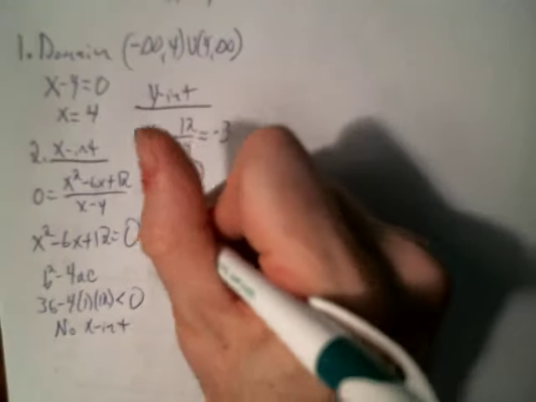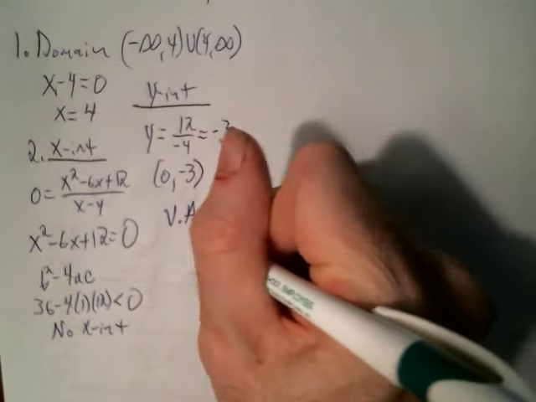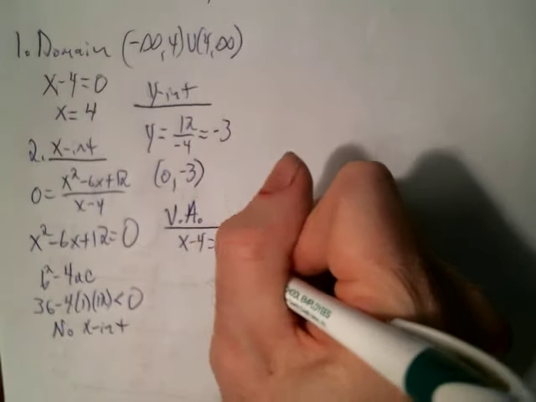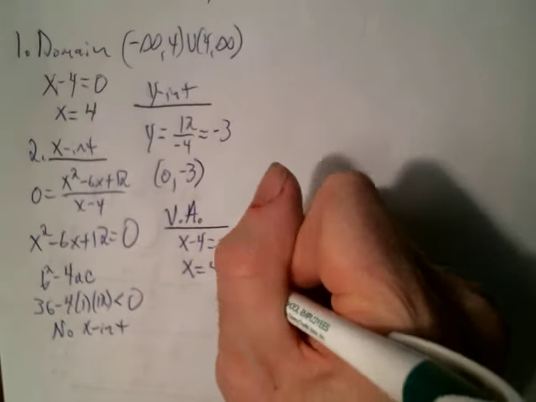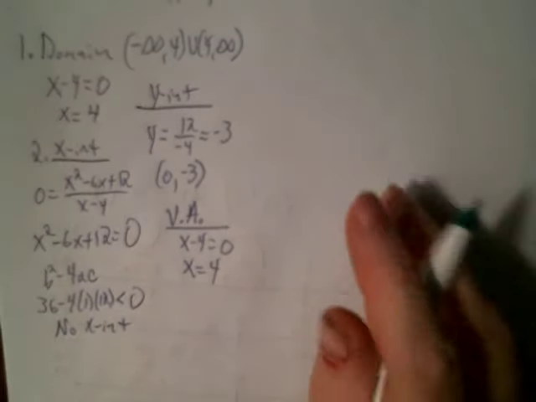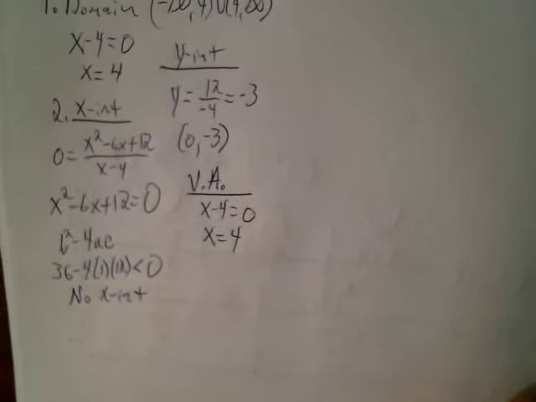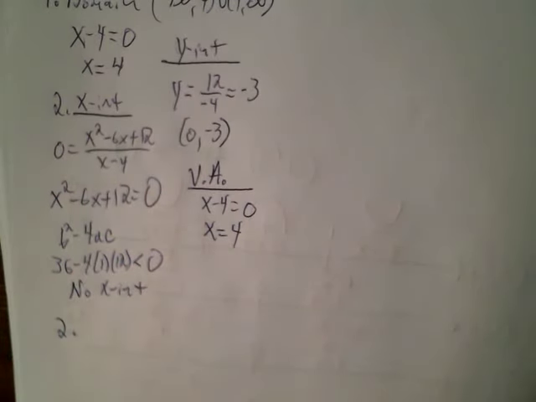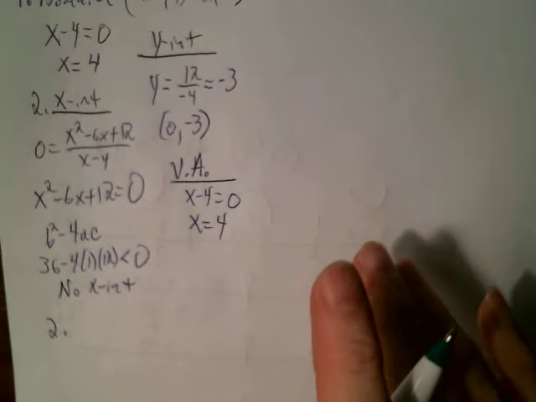Okay. And then the vertical asymptotes, we kind of already have that, right? That's where the denominator is equal to 0. And that's where x is 4. Okay, so there's that. Secondly, then, we want to know the end behavior.